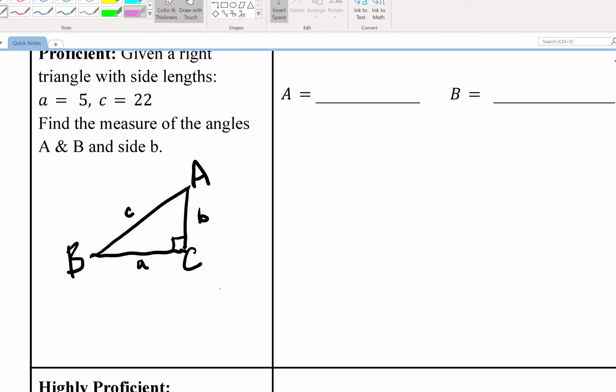And so what we know, we'll go ahead and fill this in. We know that C is 90 degrees. They've given us that c equals 22. Let's go ahead and write that. That's 22. And then a is 5. So let's write that. That's 5. And so we can see then what we're looking for. I do not know either angle A or B, and so I'm probably going to start with that.